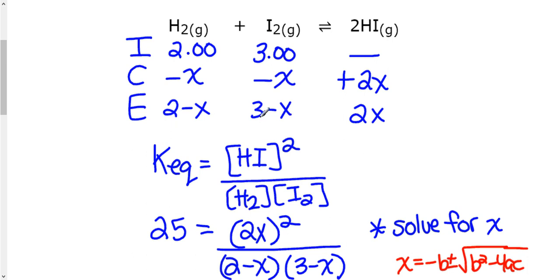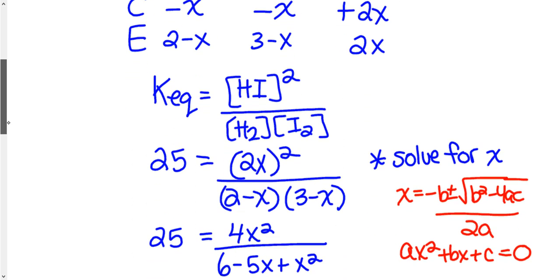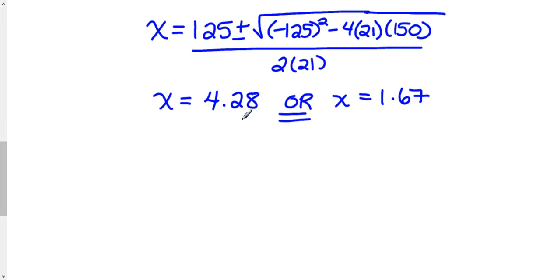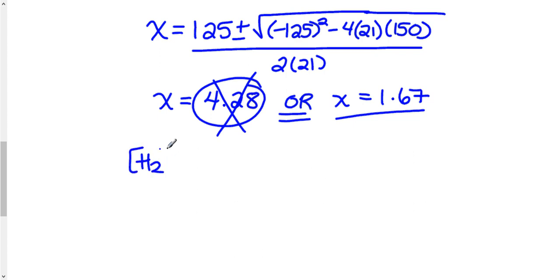But what if we used 1.67? That would still give us a positive number for both here. So in this case, when you're trying out the equilibrium problems and you're using quadratic equation, one of them will work and usually one of them won't. So 4.28 does not work, but 1.67 does. After you've sorted out your x value, you want to go back and again solve for the concentrations at equilibrium. That's what the question wants you to do.